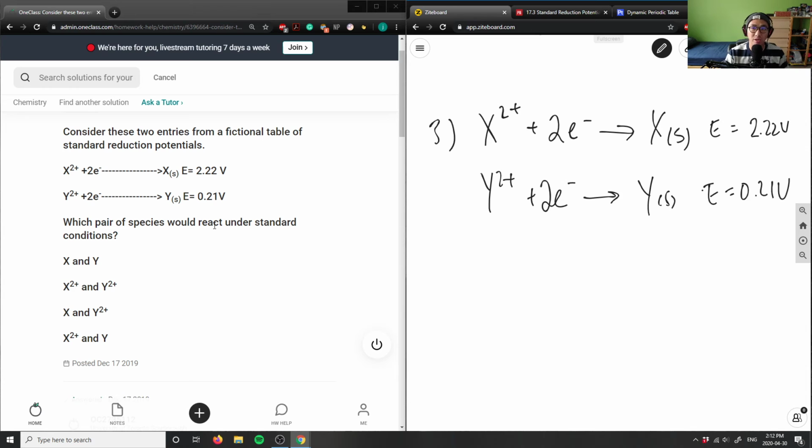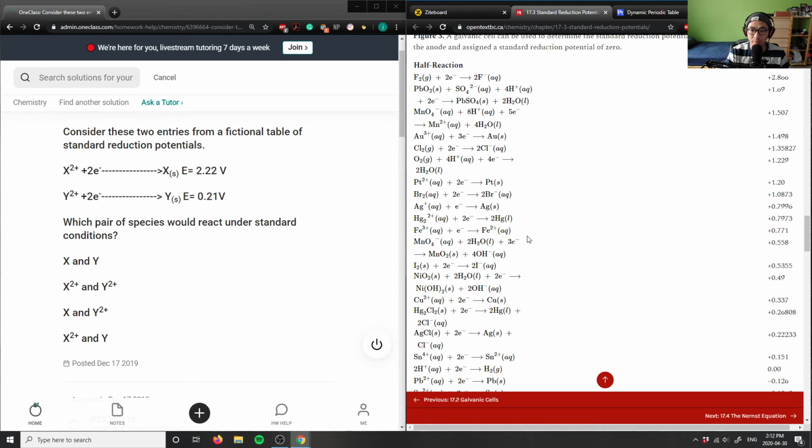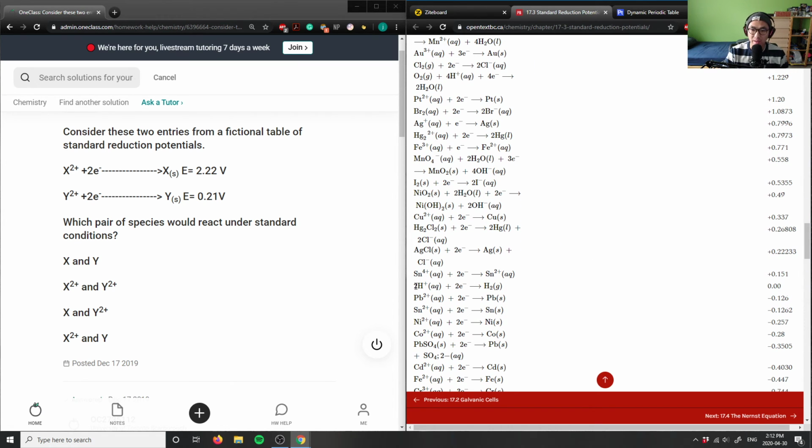So when we look at standard reduction potentials, I have my standard reduction potentials here. These are all being reduced, right? I'm gaining electrons in this case. X2 plus gains electrons to form X solid. Y2 plus is going to gain 2 electrons to form Y solid. If you recall, hydrogen is our base point at 0, right? So anything above it is positive. 0.21 is very close to this one here, it looks like 0.22.